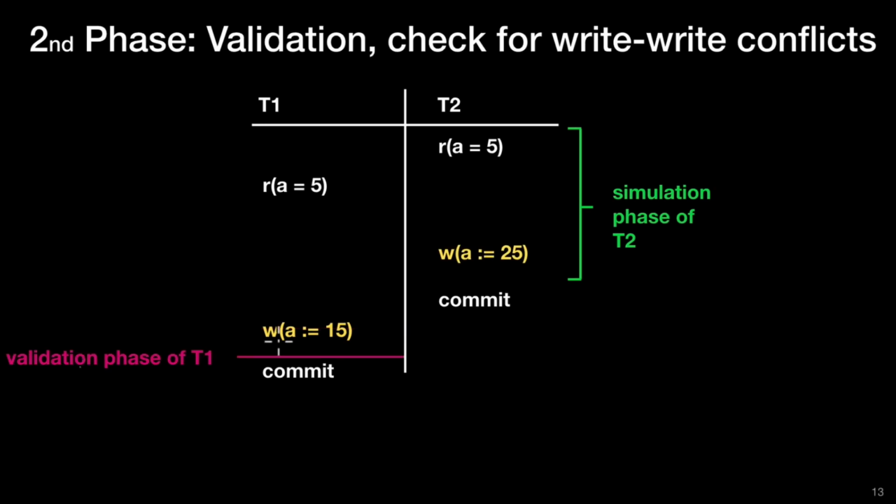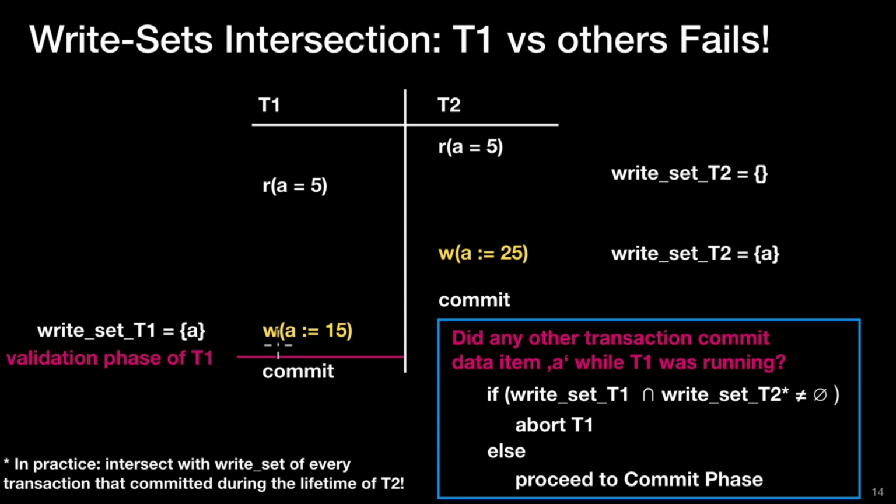Yeah, then for transaction 1 comes the validation phase. And here we have to check whether this data item A was written by another transaction that committed. So again, we had this check before. The question is, did any other transaction commit data item A while T1 was running? Well, T2 committed this item. Yeah? This item was committed here.